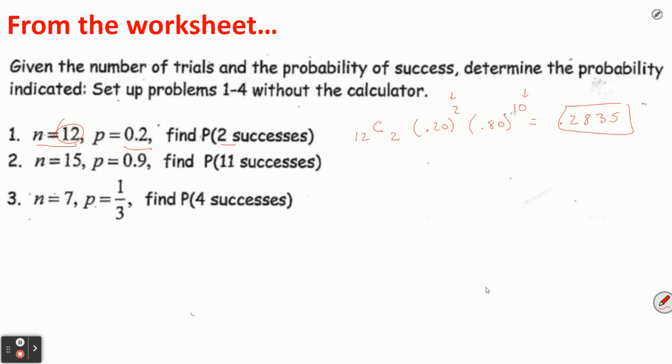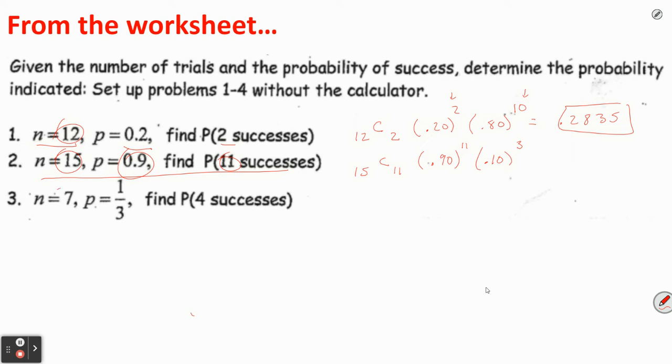All right, so we go to set this one up. We go 15 choose 11. 0.9 is our probability of success. We want 11 successes. Must mean 0.10 to the power of 3. I'll leave it to you to punch that in your calculator and see what it comes out to.